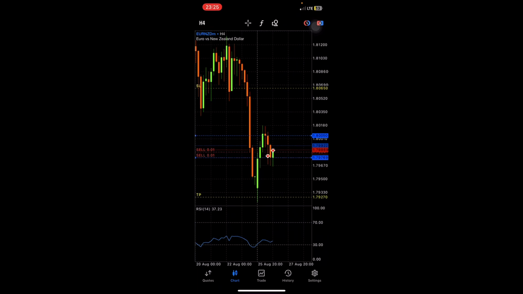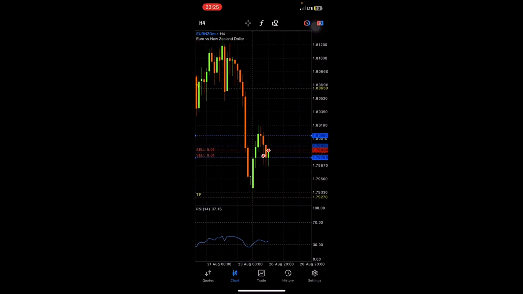Always follow exactly the numbers that are given to you, the entry zones, the take profit, the stop loss, everything. Calculated risk will be explained later. Please obey the lot sizes. Follow the Zoe Millionaires multi-table chart and obey the lot sizes, and you're good to go.